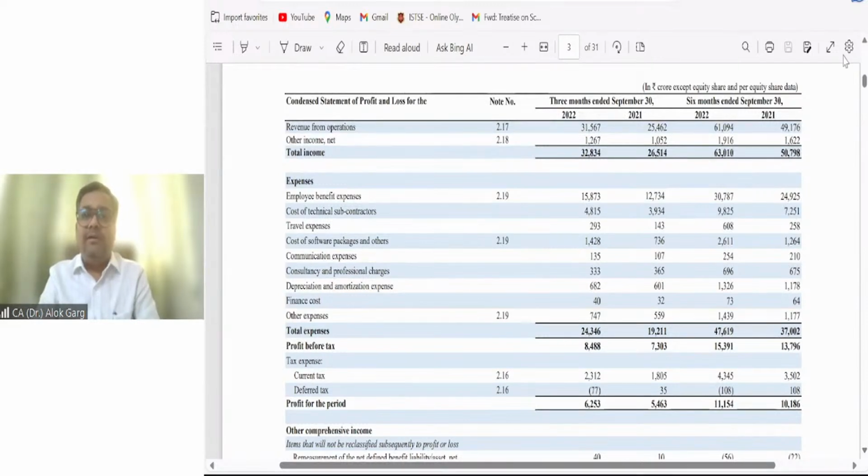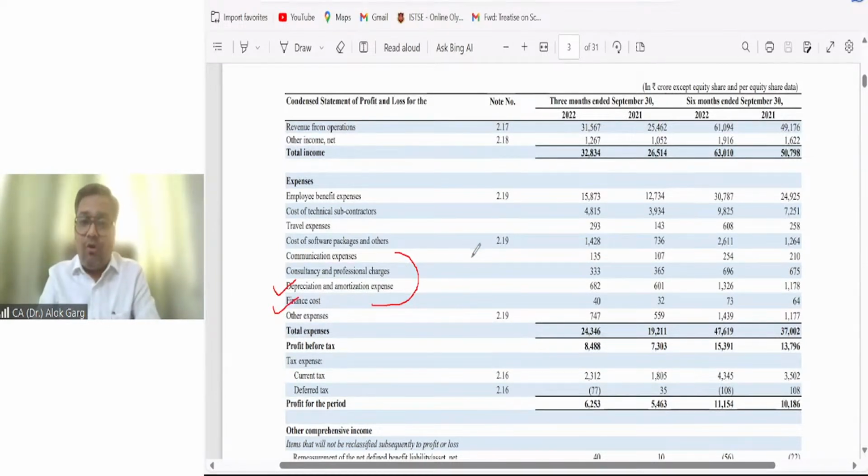And you can see that they have not given the disclosure of finance cost. जबकि finance cost का disclosure mandatory है, breakup mandatory है. So they are giving the finance cost breakup, they are giving the depreciation breakup in their annual financial statement, but they have not given the breakup of depreciation of finance cost in the interim condensed financial statement.